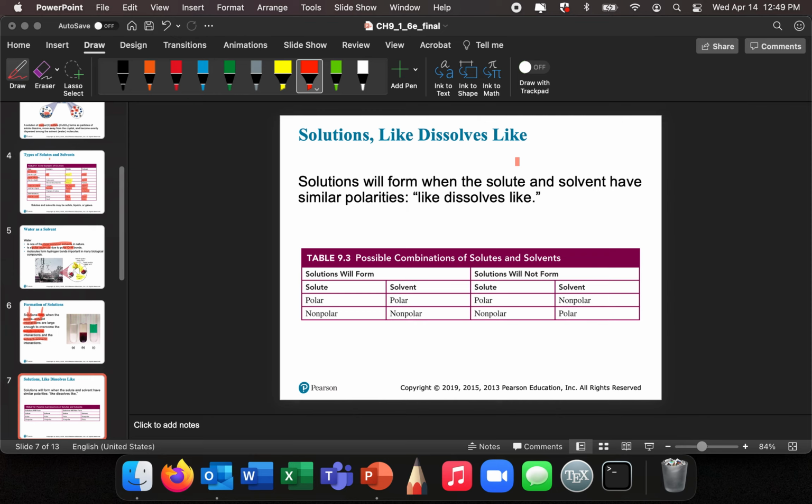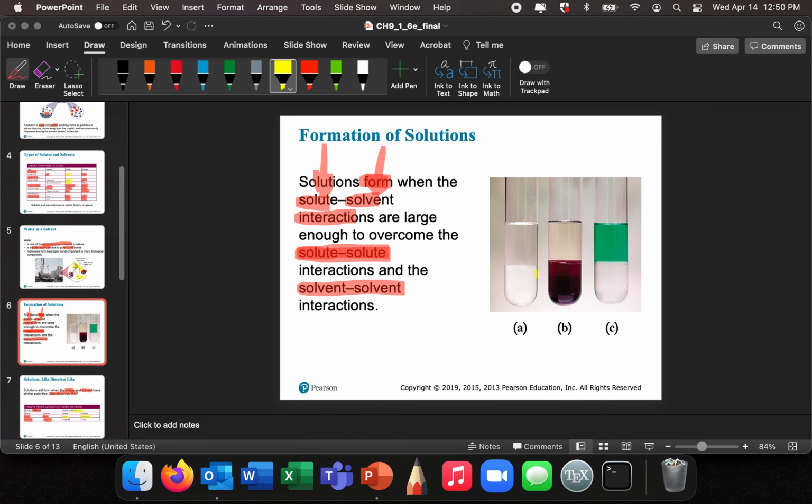Okay, solutions will form when the solute and the solvent have similar polarities. And we use the phrase "like dissolves like." It's an adage, I guess. Like dissolves like, right? So if you have a polar solute and a polar solvent, it'll work. If you have a nonpolar solute and a nonpolar solvent, it'll work. It will form, okay? But if you have a polar solute and a nonpolar solvent, you will not get a solution, right? Some examples were in the previous slide, which I just sort of glazed right over, but here are some examples on this slide.